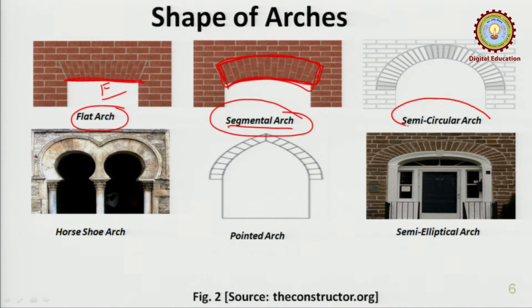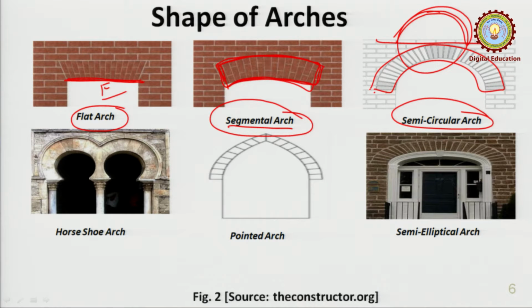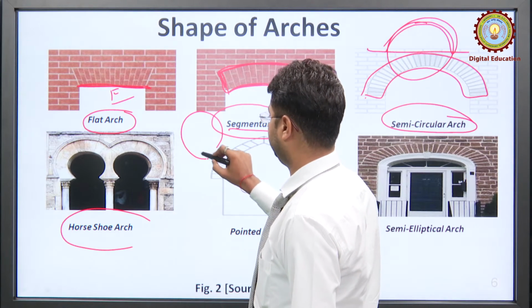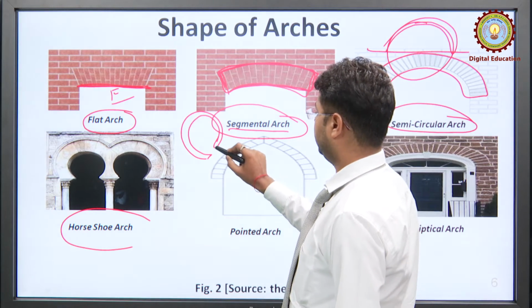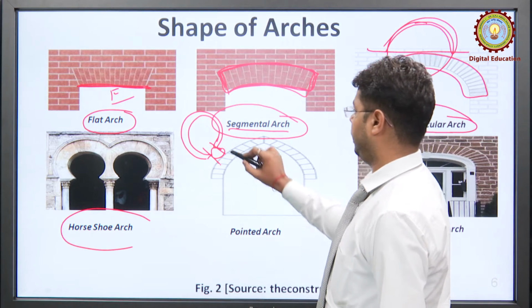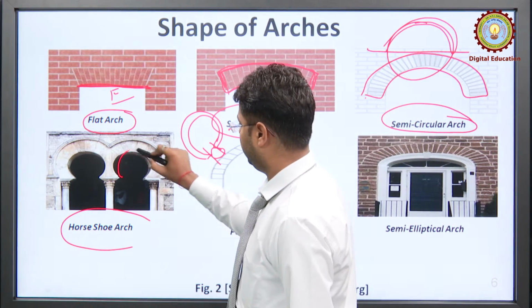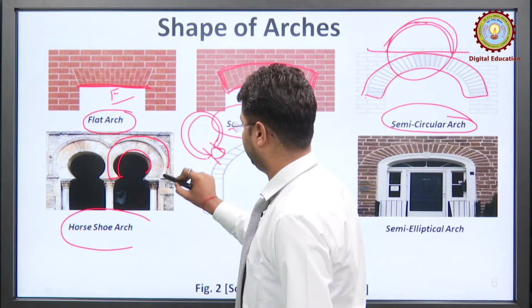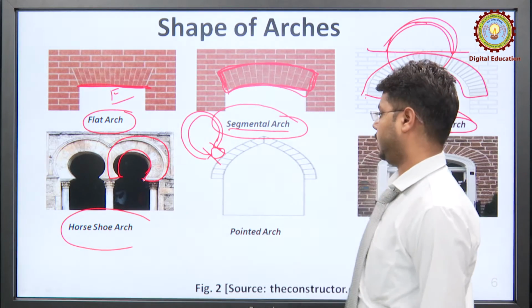What is the semicircular arch? We know that if this is a circle and you cut this portion, the remaining portion will be a semicircle. So we call this type of arch a semicircular arch. After this is the horseshoe arch. What is the horseshoe arch? We know what the shape of a horseshoe is like. A small portion is not available here, and because of that we call it a horseshoe arch.